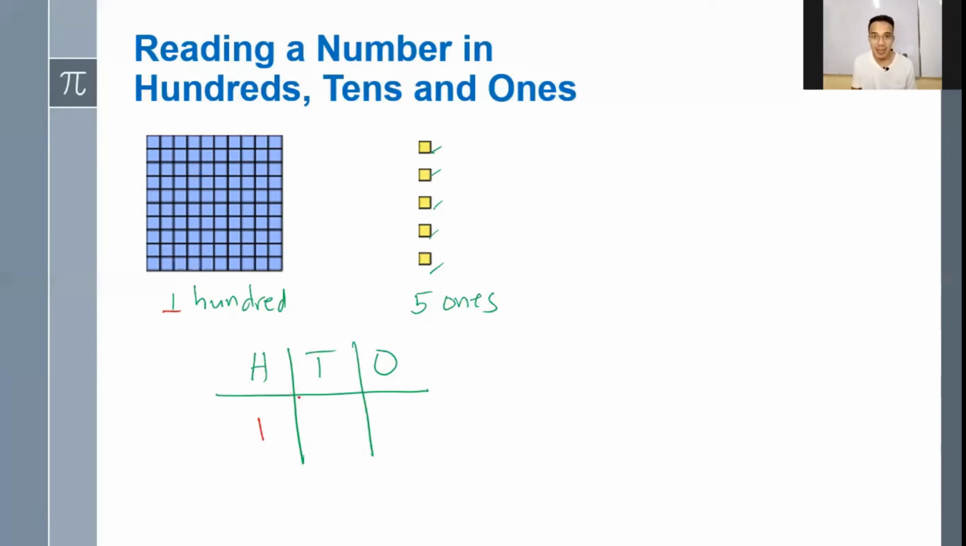How many tens are there in the picture? We don't have any tens, right? We don't have something like this. So we write here 0 because there's none. And how many ones are there? There are 5 ones.